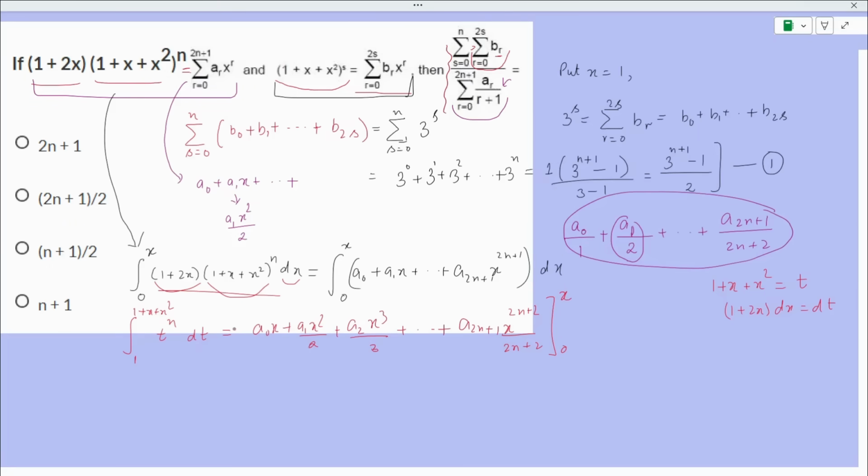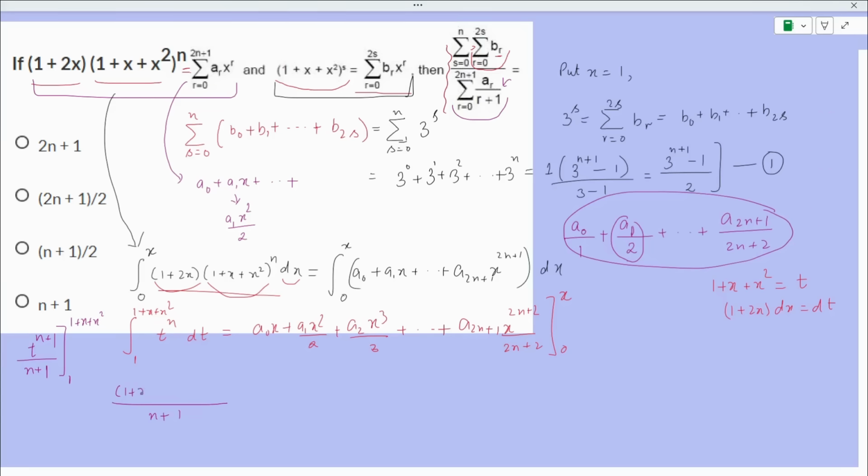Now nothing left much, right? Because now you have to just integrate. What do you get? T to the power n integration is what? t to the power n plus 1 upon n plus 1, right? I'm just writing on the corner so that we do not have to write so much. So now upper limit minus the lower limit. Can I write directly? n plus 1 is for both of them.